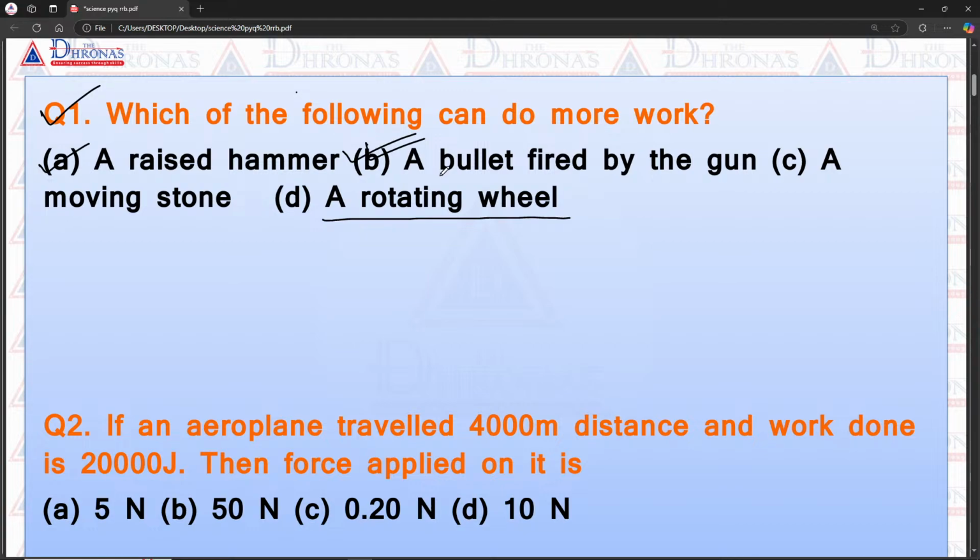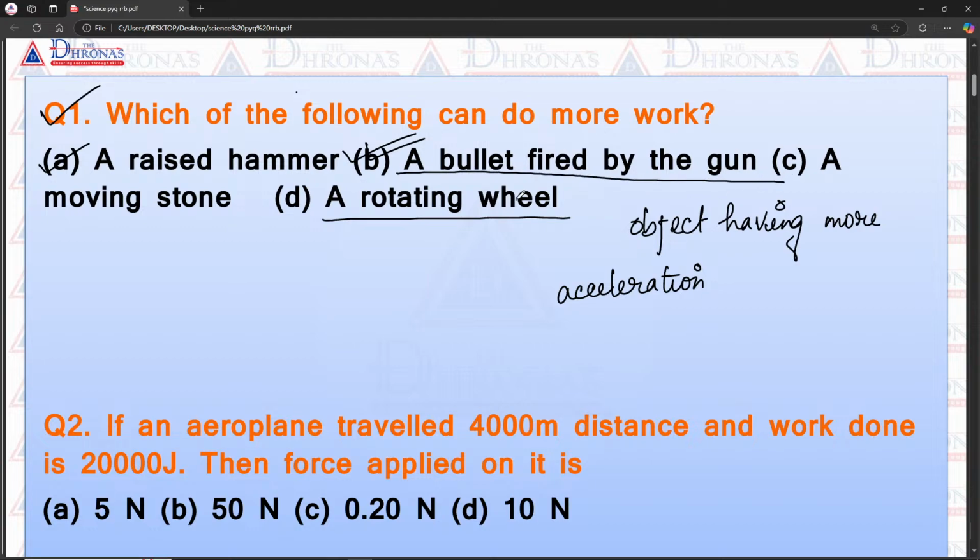This one is the correct one because the object having more acceleration will do more work. So this is the correct answer, the bullet fired by the gun. बाकी किसी में आपको acceleration ज़्यादा नहीं दिखेगा. इसमें आपका acceleration सबसे highest है in this option. So the correct answer is the bullet fired by the gun will do more work.